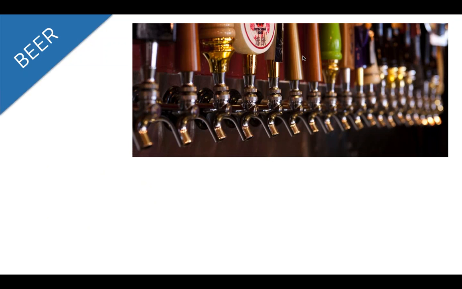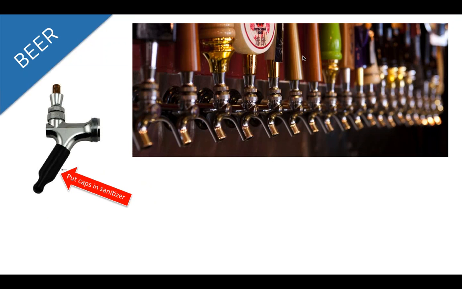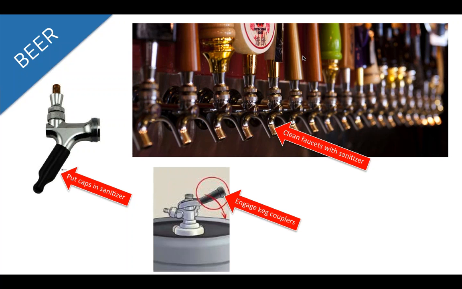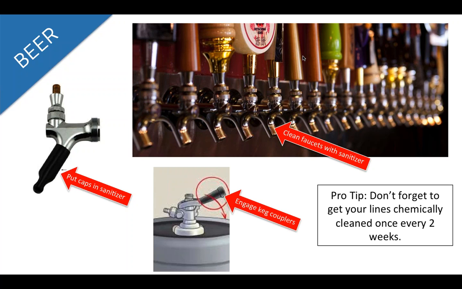Next comes the beer prepping. So you should take all of the caps off of the beer taps and put them in a bucket of sanitizer. Then you're going to want to clean the faucets with a spray bottle of sanitizer. Last, you should ensure that all of the keg couplers are engaged. The night shift before should have disengaged them to prevent any pressure buildup.